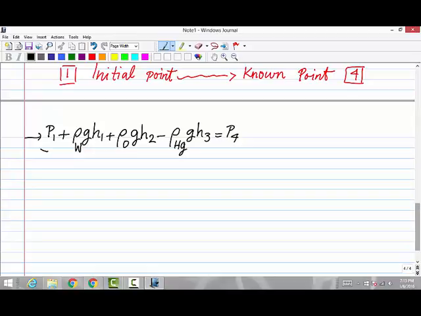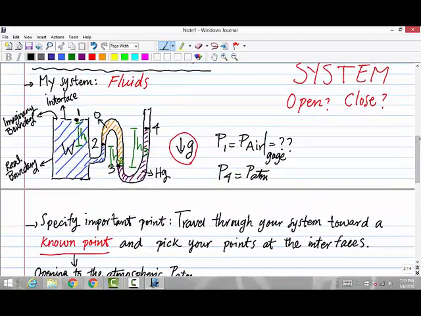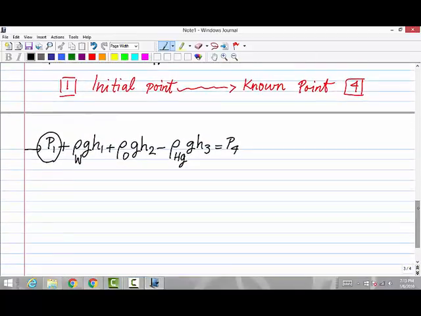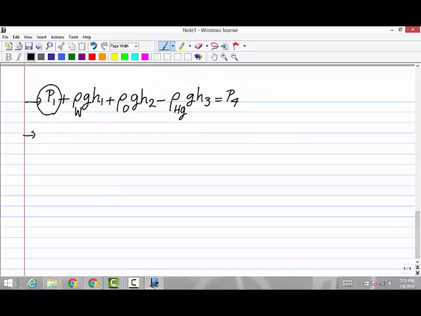Okay, here it is, point 1. As we summarized here, P1 is what we are looking for, and P4 is atmospheric pressure. So all we need to do is substitute these new parameters. P1 is P air gauge, what we were looking for. So now I can keep it easily in mind that I was looking for this.